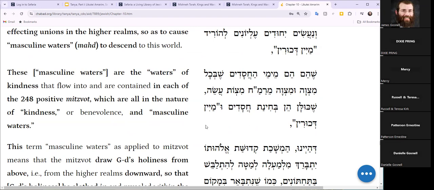Hey, James, Duhreen. Yes, there's 248 bones in our body. Yeah, exactly. So those bones, our bodies are connected to the 613 parts of our bodies. Our 613 parts are all connected to the 613 mitzvot. The 248, so the king has 613, and he's got these 248 parts as well.